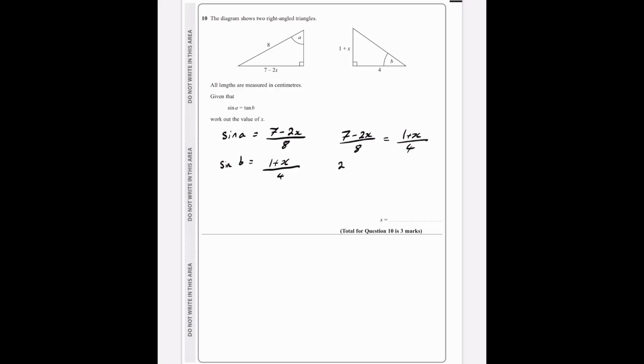Anyway, equating the two, I probably should have multiplied both sides by 8 here, but instead I went with cross-multiplying, bringing the 8 up to the top right, bringing the 4 up to the top left, and expanding it out, going on to solve it to get x equals 1.25.